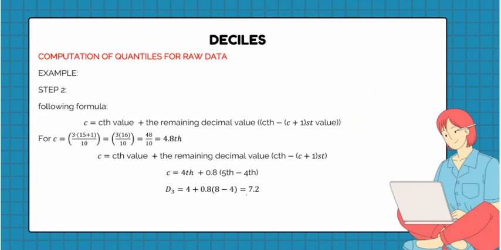And as you can see, it's going to be 7.2 instead for our third decile. So meaning the 4.8 position is 7.2, not 4.8, which is equal to our third decile. Basically, that's how you calculate for our decile value.